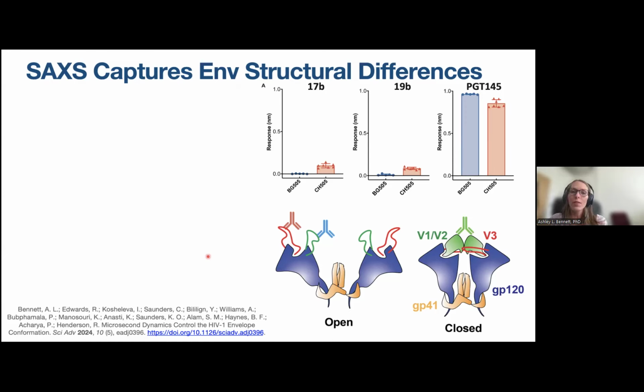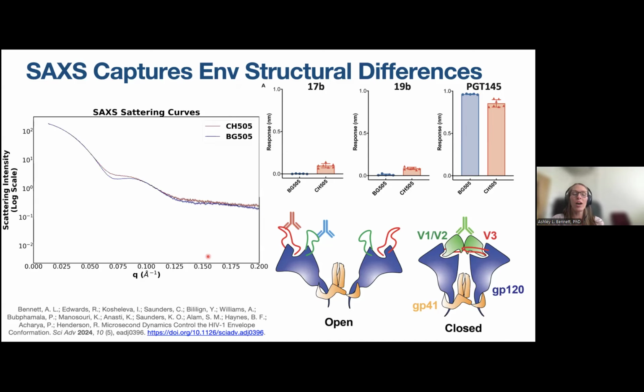So we wanted to see if whatever structural change is responsible for these differences in binding, we could detect it with static SAXS. So we measured the static SAXS of the BG505 and CH505 variants. Again, CH505 is in red and BG505 is in blue. And we have the scattering angle on the x-axis and the scattering intensity in the log scale on the y-axis. And we can see that there is actually a noticeable feature here in this area.